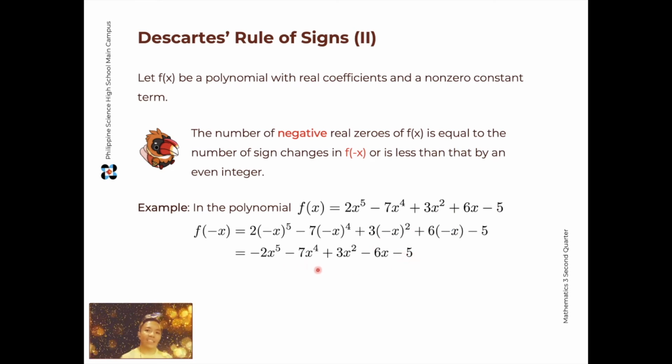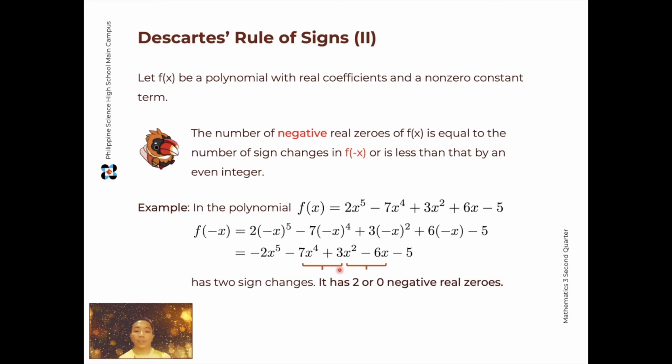How many sign changes do we see? So, negative, negative, positive, 1 sign change. Positive, 1 sign change. Positive, negative, 2 sign changes. Negative, negative, yun na, dalawa. So, it has 2 sign changes. So, according sa DRS, it could have 2 negative real zeros or less than that in integer. Pwedeng wala. Hindi pwedeng isa.